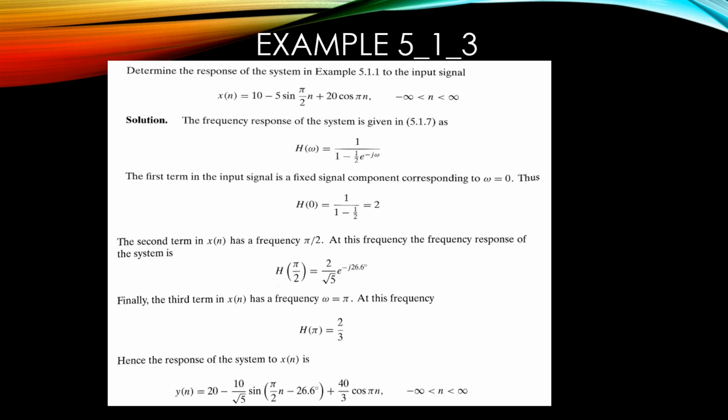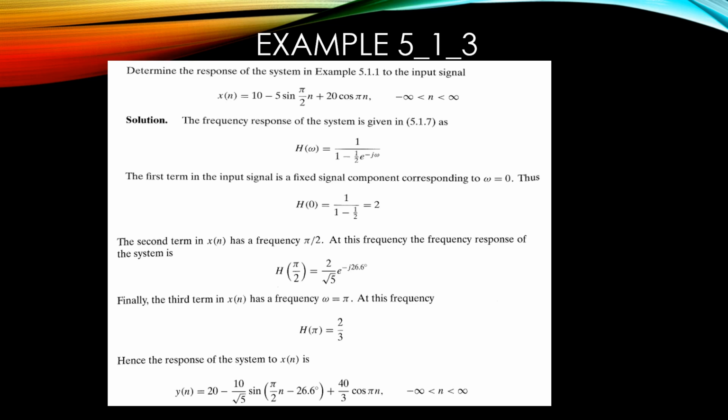The frequency response of the system is H of omega equals 1 by 1 minus 1/2 e to the power of minus j omega. The first term of the input signal is a fixed signal component corresponding to omega equals 0, where H of 0 equals 1 by 1 minus 1/2, which is 2. For the second term, the frequency is pi by 2, and the frequency response of the system will be H of pi by 2 equals 2 by root 5 e to the power of minus j 26.6 degrees. In the third term, the frequency omega equals pi. At this frequency, H of pi equals 2 by 3.